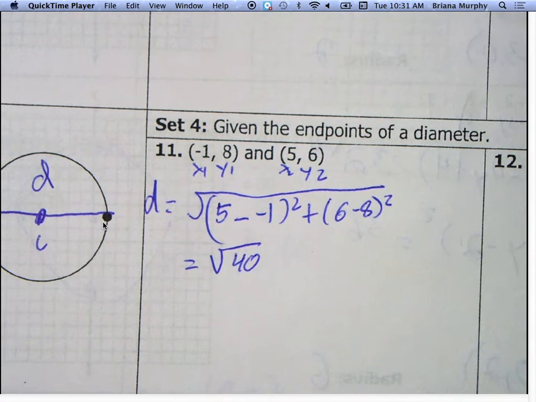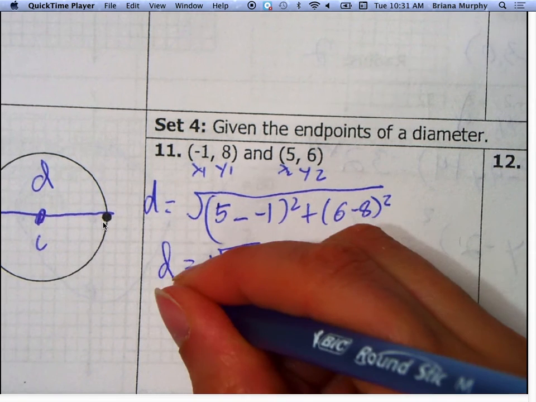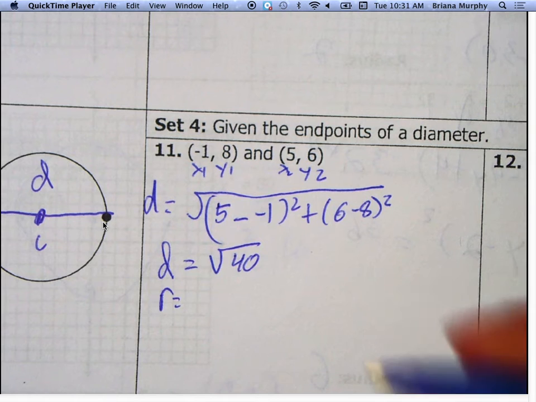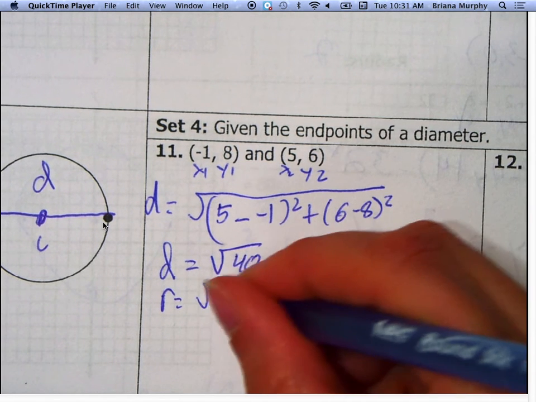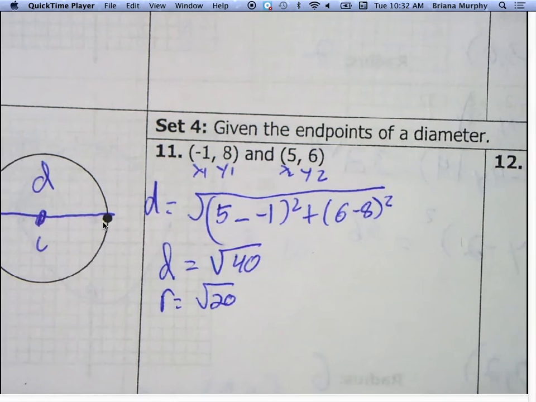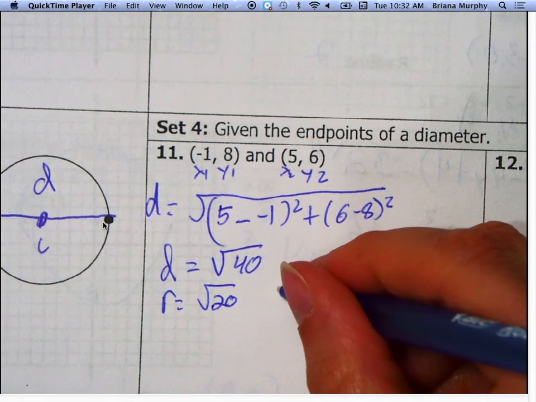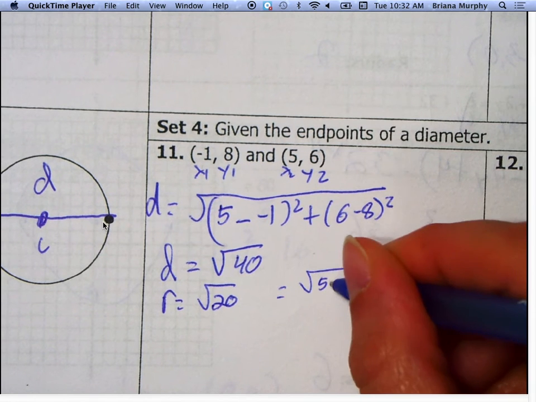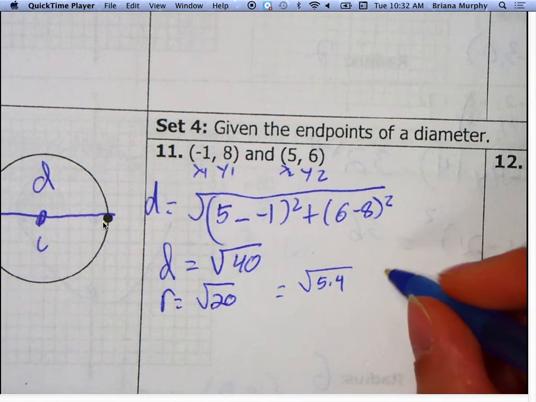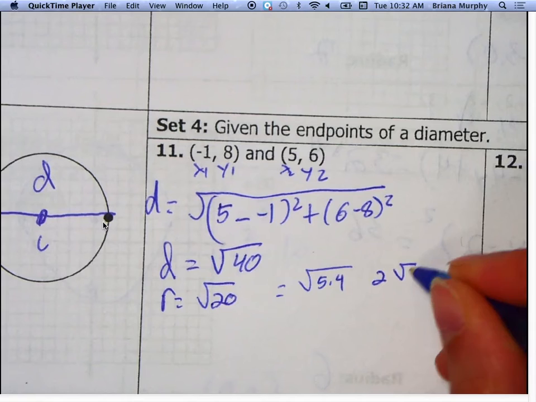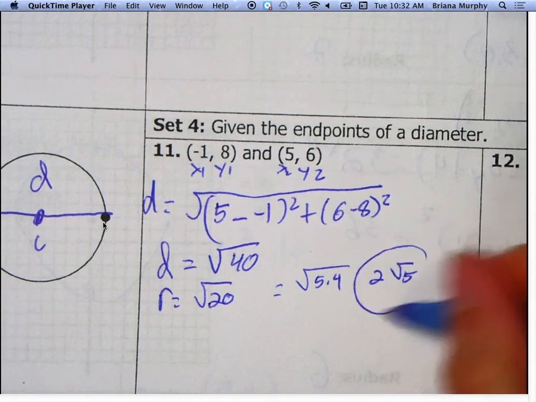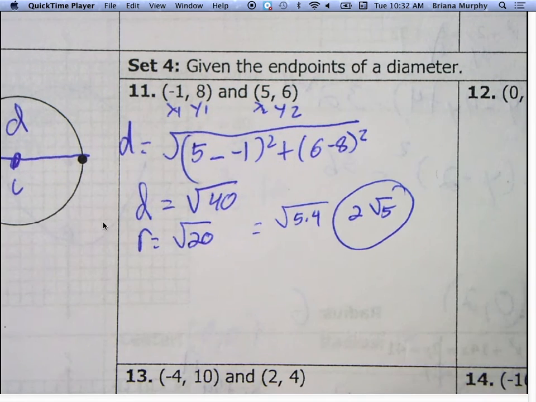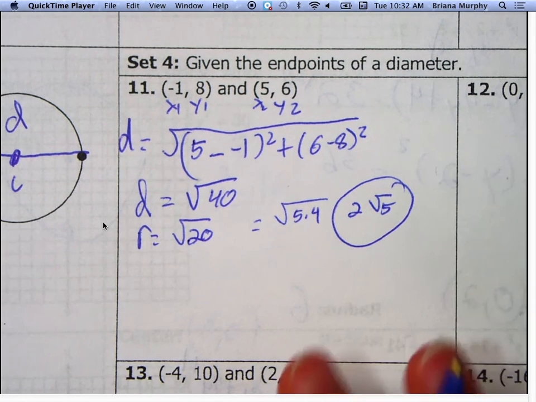Okay, but that's not the radius, that's the diameter. What's the radius? Half of 40, which is? Okay, can I change the square root of 20 to make it simplify? What two numbers multiply to give me 20? Okay, so the square root of 5 times 4, what's the square root of 4? So I get 2 square root 5, right? Okay. Wait, what? That was simplifying radicals. Okay, I'm not going to go over that again. All right, midpoint.